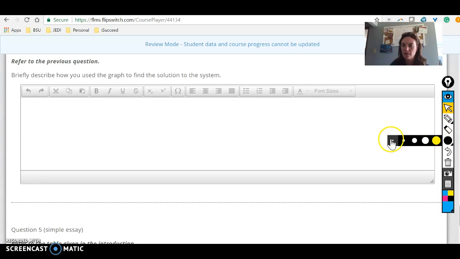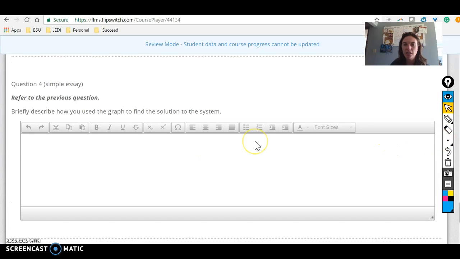And then the last two problems are typing questions. Briefly describe how we use the graph to find the solution to the system. So briefly can be the solution to the system. And you know what? It's not going to let me type because this class has kind of expired. So I'm going to have to get that resolved. But for the meantime, I can write this out.